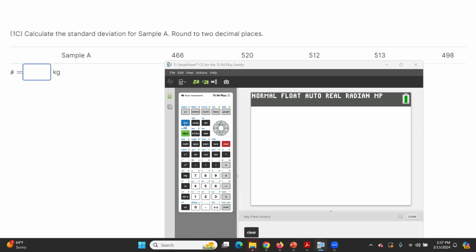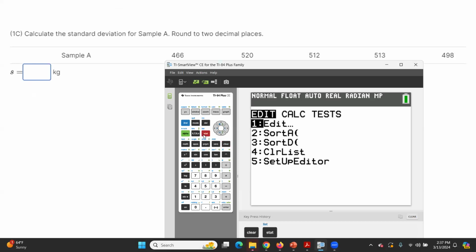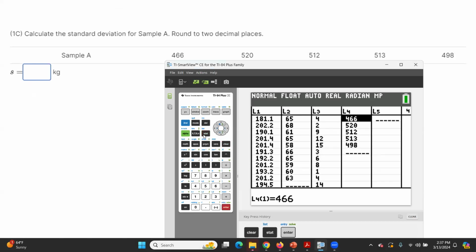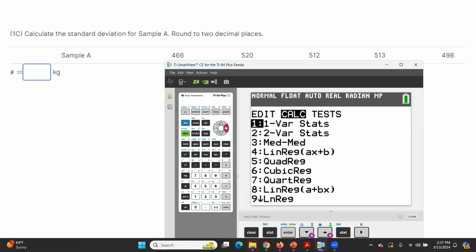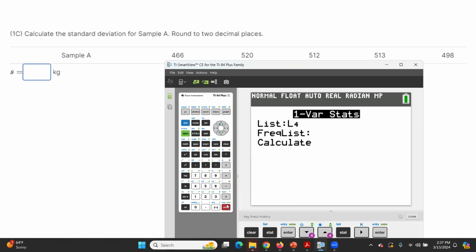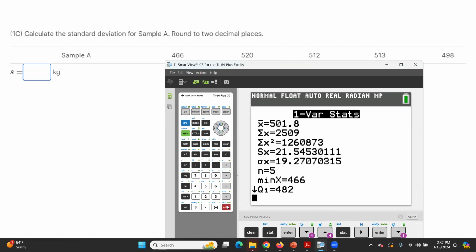So here we go. I'm going to go to Stat and Edit. I'm entering everything in L4. So all of these 1, 2, 3, 4, 5 data are entered in L4. I'm going to go to Stat and use arrow key to go to Calc. My cursor needs to be on one variable statistics. Hit Enter. Make sure it is L4. Frequency list must be empty, and then do the calculation.